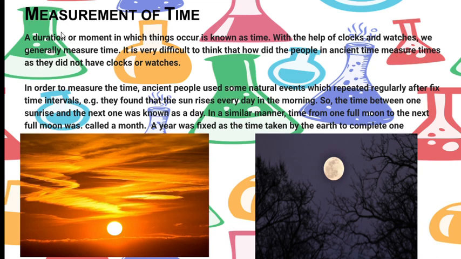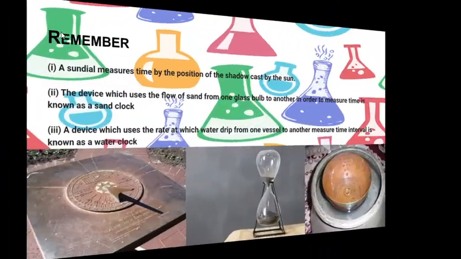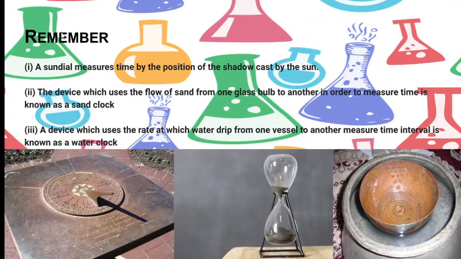In a similar manner, the time from one full moon to the next full moon was called a month. A year was fixed as the time taken by the earth to complete one revolution around the sun. Remember, a sundial measures time by the position of the shadow cast by the sun.